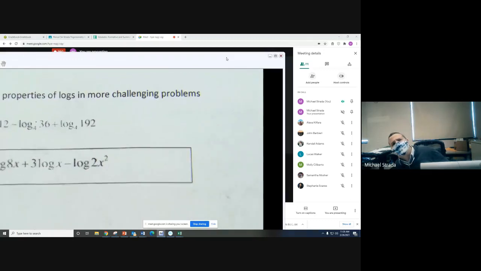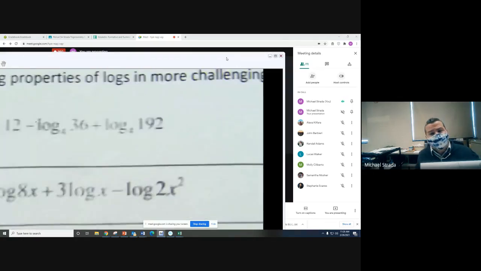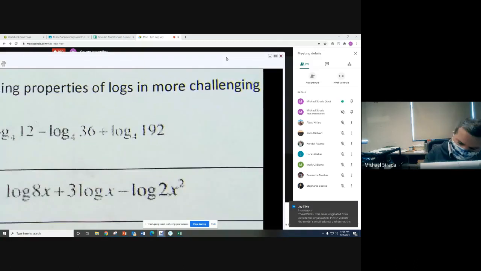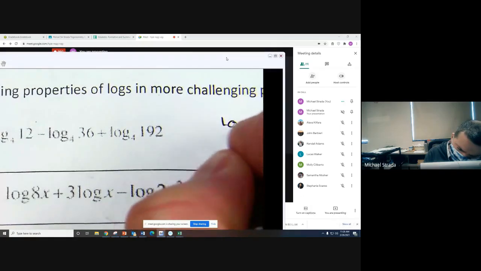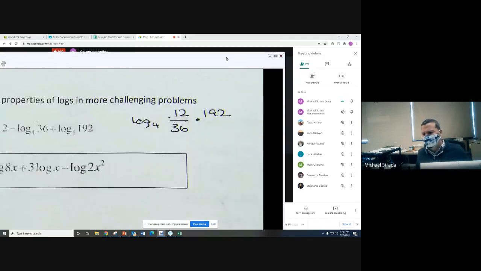Using properties of logs in more challenging problems. Log 4 of 12 minus the log 4 of 36 plus the log 4 of 192. All right, so there's different ways to do this. If you don't care about the size of numbers, you can do it all at once. So this is the log 4 of 12 over 36 times 192. If that makes sense to you, feel free to do it that way. Because anything that is an addition becomes multiplication. Anything that's a subtraction is a division.